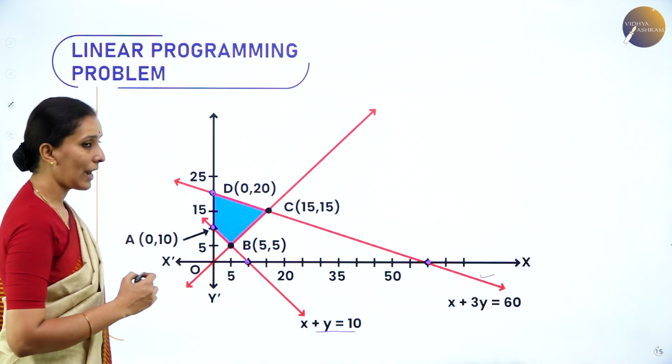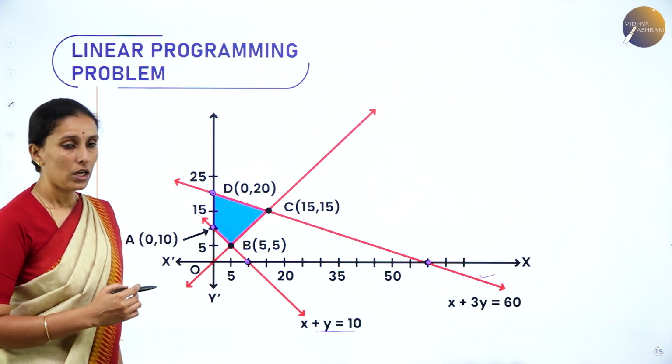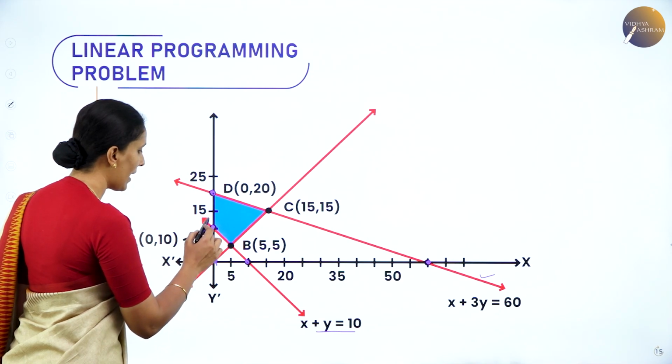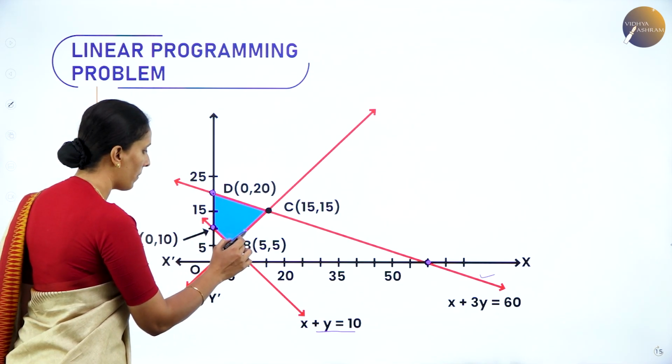The next line is x equals y. We have 0, 0 here, and I have taken the point 10, 10.